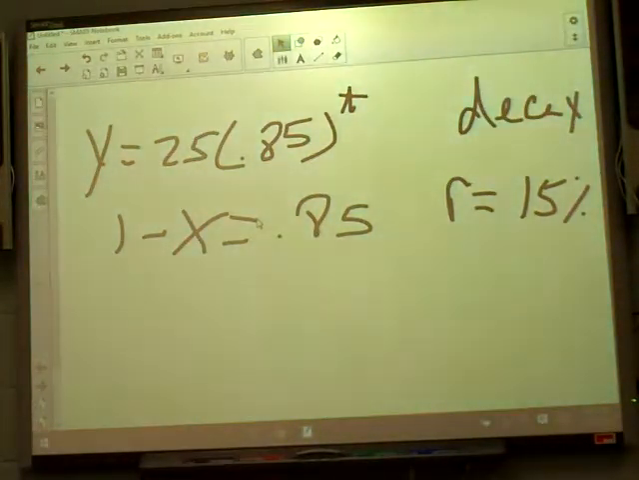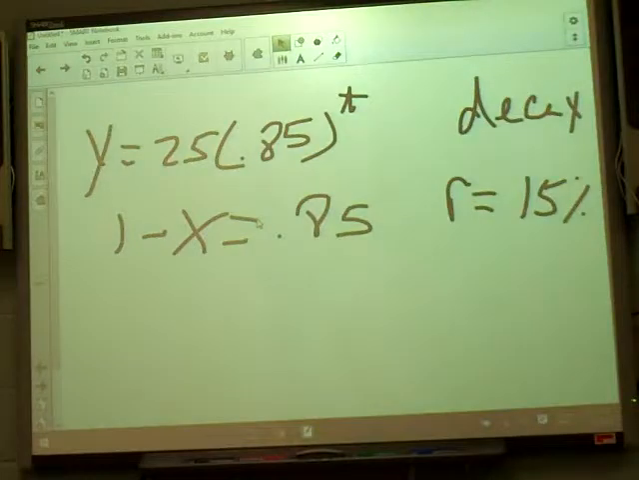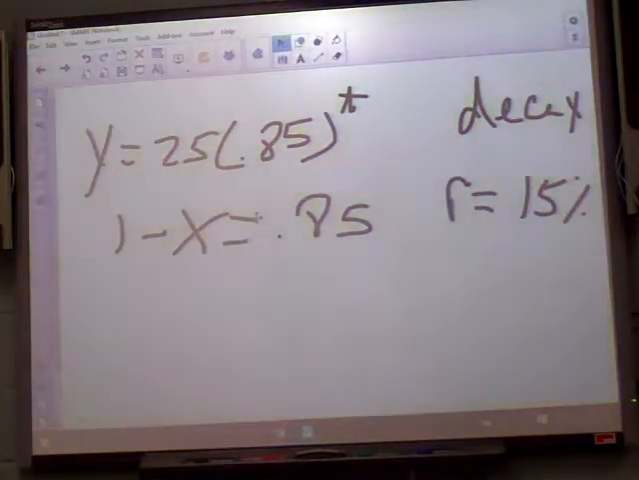Question C says, when will the value be 8,000? So it started at 25,000. After how many years will it be 8,000? So where am I going to plug an 8 into this equation? Not the T. 8's not time. No. The Y. Very good.